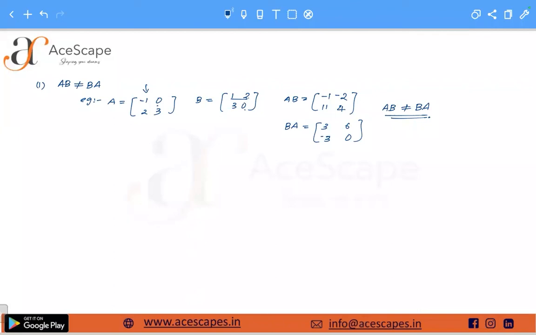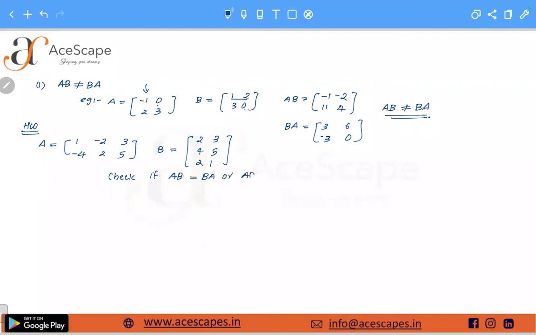Okay, so I want to give you a homework. Given matrices A equal to [1, -2, 3; -4, 2, 5] and B equal to [2, 3; 4, 5; 2, 1], I want you to check whether AB is equal to BA or AB is not equal to BA.